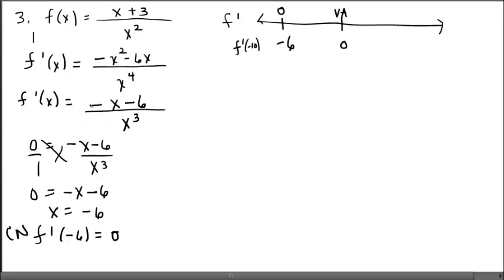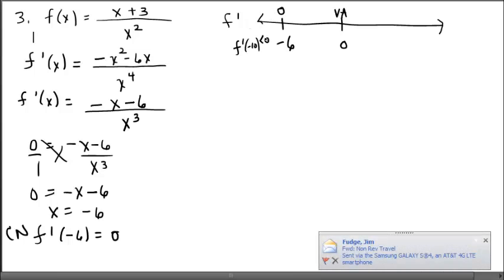Let's plug negative 10 into our derivative. Negative 10 in the numerator for x would give opposite, negative 10 would give 10 minus 6, a positive numerator. The denominator would be negative when I cube a negative number. So positive divided by negative is negative. So this is less than 0. So negative here.